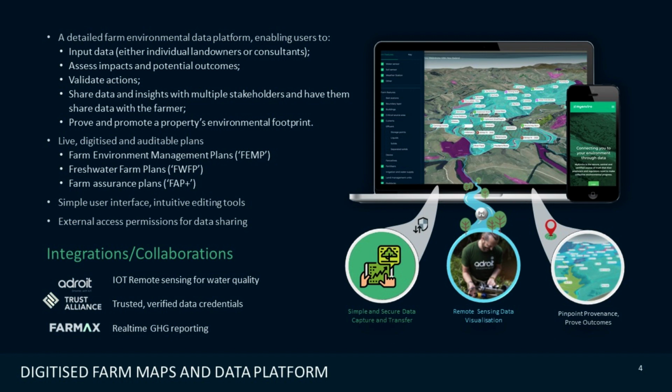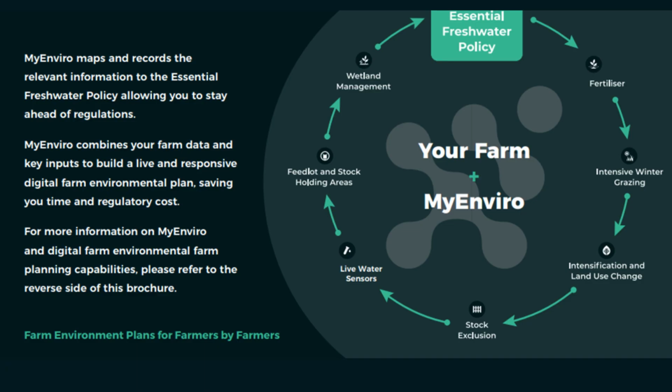MyEnviro is a simple, authentic, time and cost-efficient platform. With the MyEnviro digital platform, the user can be confident that their data will not be shared and all data is 100% owned by them. MyEnviro maps and records the relevant information to the Essential Freshwater Policy, farm assurance programs and all other consenting requirements, allowing you to stay ahead of all regulations.